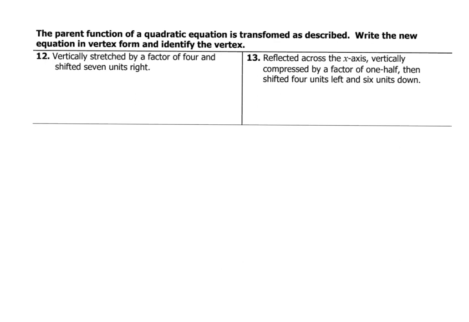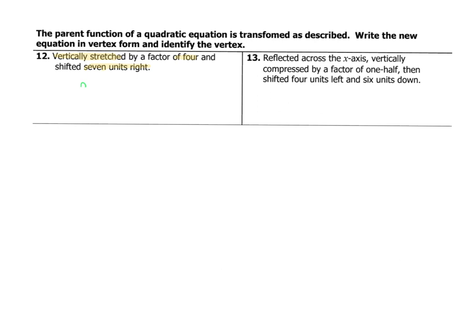So let's look at what we have. We're saying we are vertically stretched. We are vertically stretched by a factor of 4. So vertically stretched by 4. Okay, that's going to be out in front of our bars. And then we're shifted 7 units right.